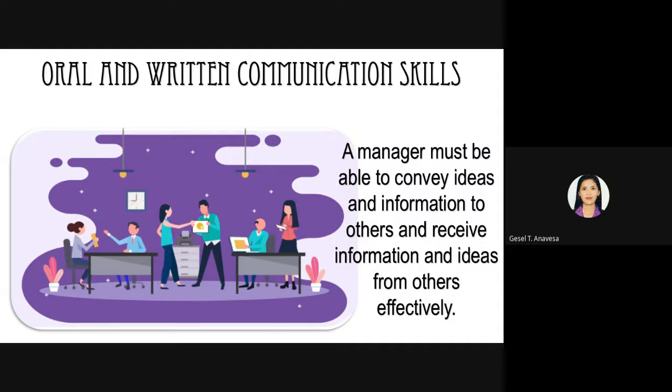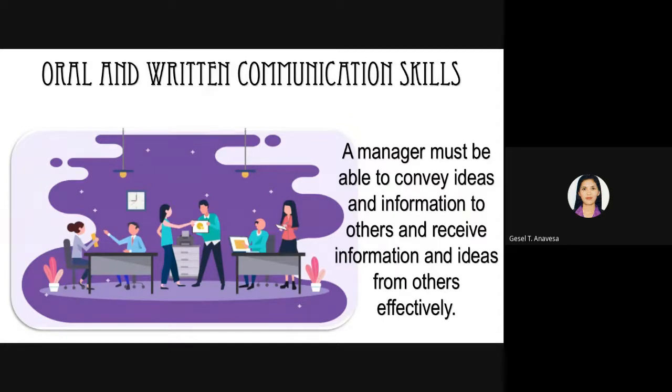Since a manager will conduct, makinegotiate siya sa inyong mga prospect, sa mga prospect nga mga investors, di ba? So, dapat naagi ka ani nga skills so that ma-impress ang mga possible nga investor. Makuha na ninyo ang mga inyong investor.